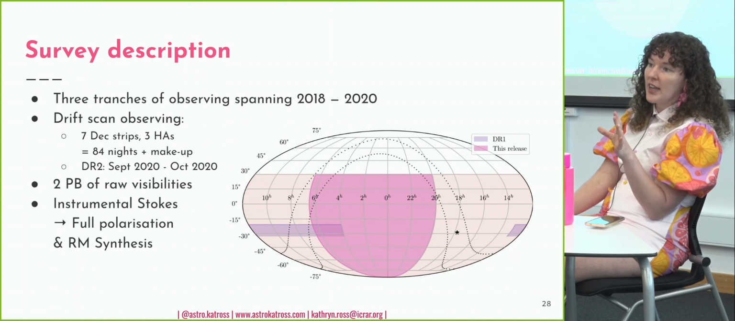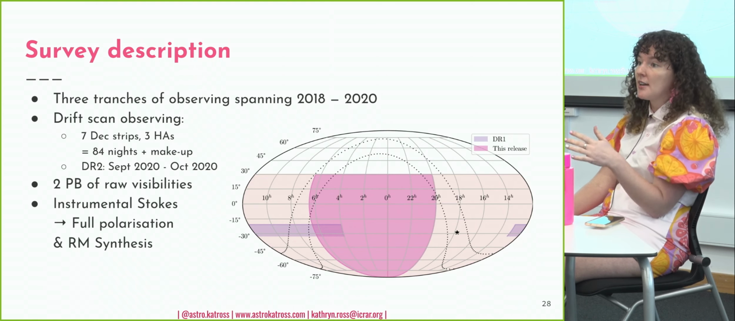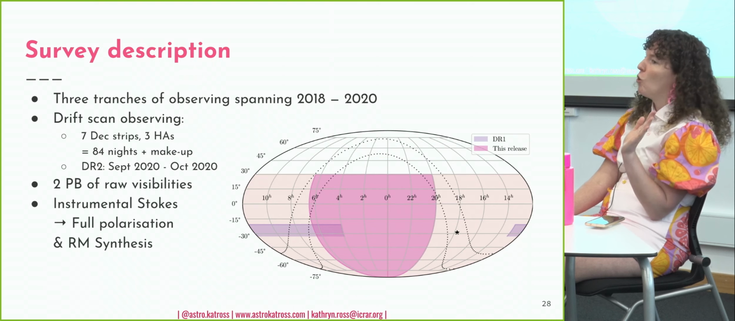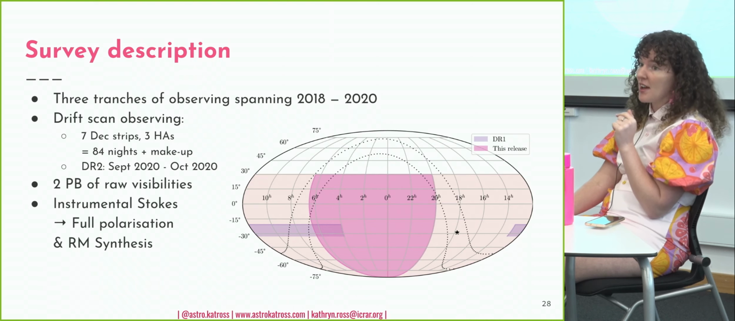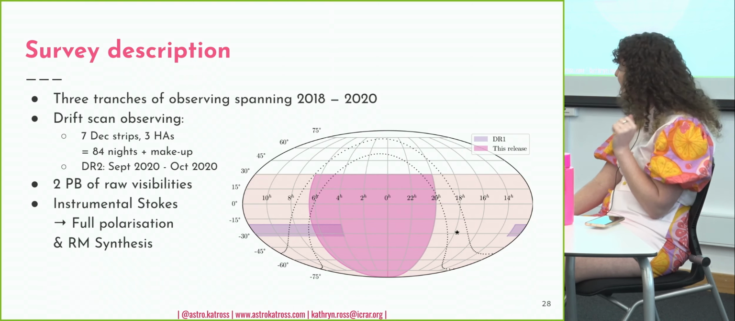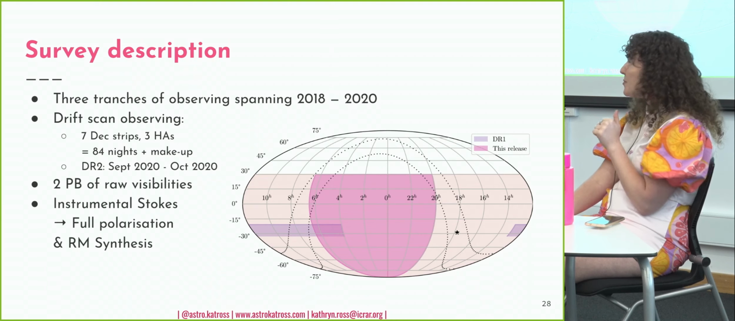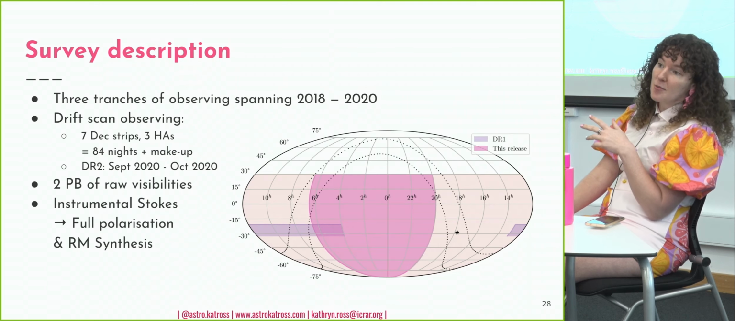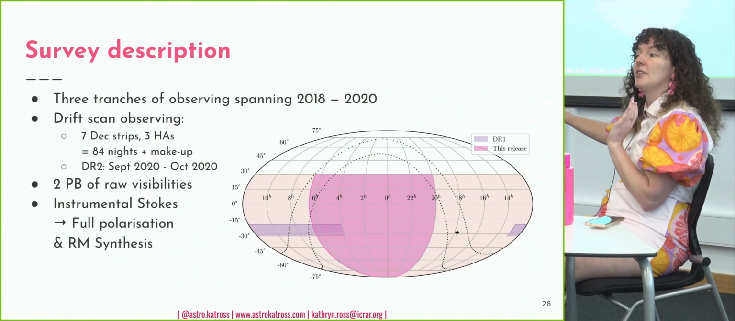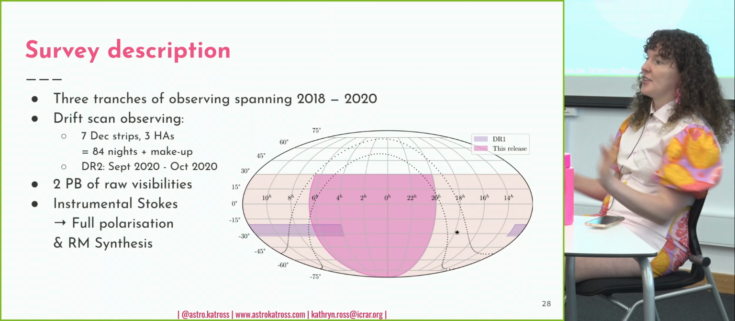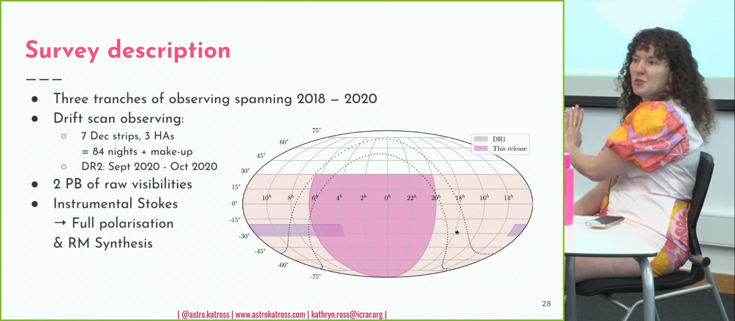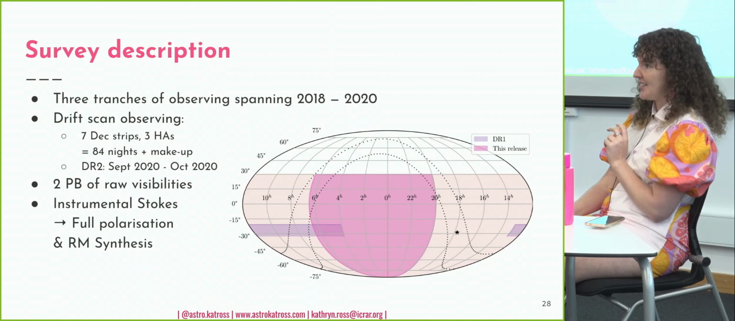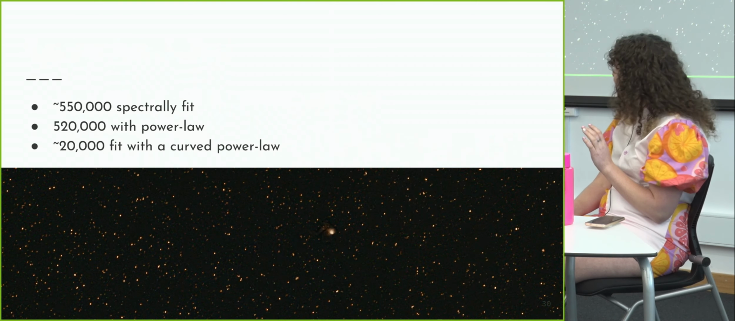Overall, the entire survey has got 2 petabytes of raw data. I don't even want to get into the very many more intermediary data products and final data products, and that number really escalates. We're also doing full instrumental Stokes polarization and RM synthesis. I'm not going to talk any more on that because I have no understanding of polarization, but I know that we do it, and people who do want to do polarization can use it in some way that they may understand that I don't. So what do we have?